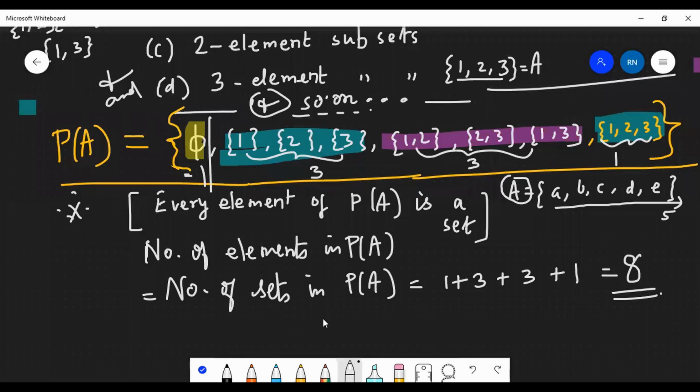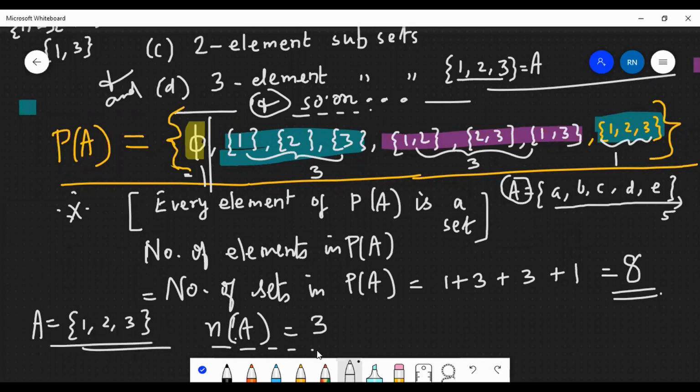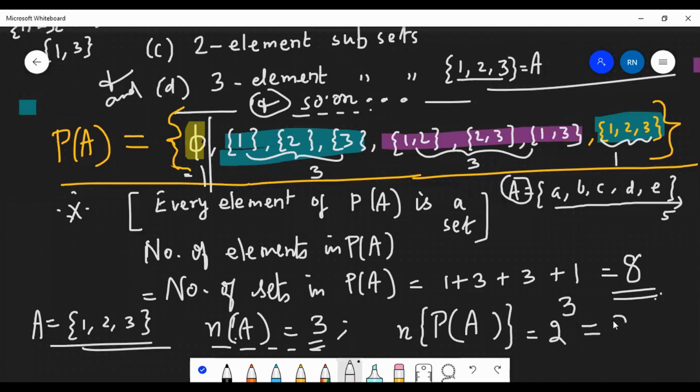What is the 8? What is the number of elements in A? 3, because the example we took is A = {1, 2, 3}. So what is the connection between this 3 and 8? The number of elements in the power set of A can be calculated as 2 power 3. That is what makes the total 8.